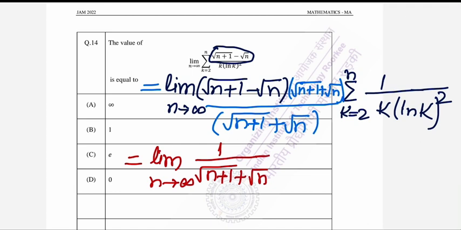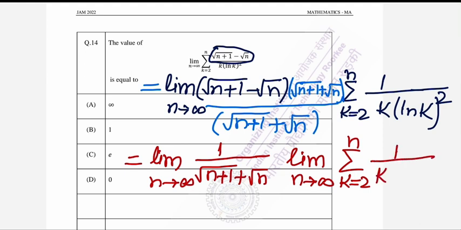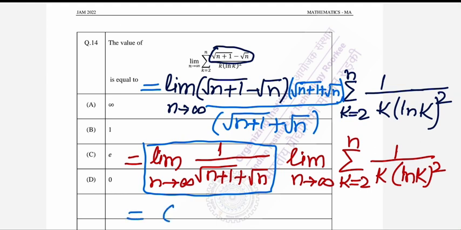Now here you see the limit is written one time, so we can write this limit separately. Here I type again limit n tends to infinity, and the summation goes from k equals 2 to n, and here is 1 by k inside the bracket, ln k square. Now you see that the value of the first limit is 0. So 0 into this thing.